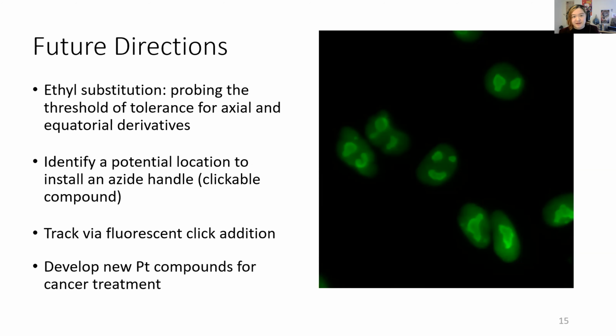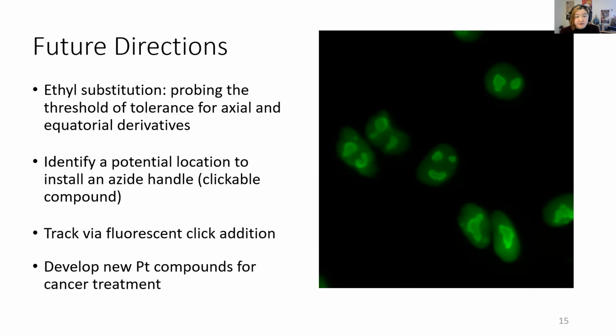And so we're starting to work on syntheses for both the ethyl substitutions in the axial and equatorial conformations. Again, this is with the ultimate goal to identify a potential location in which we can install an azide handle, which essentially would just allow us to make the compound clickable. This would be really valuable because, first of all, we don't have any clickable compounds in the lab that currently also cause nucleolar stress. Clickable compounds would allow us to track the compound via fluorescent click addition.